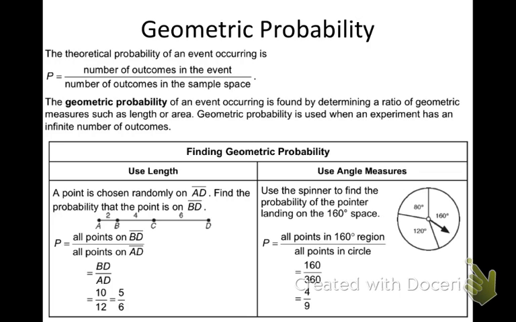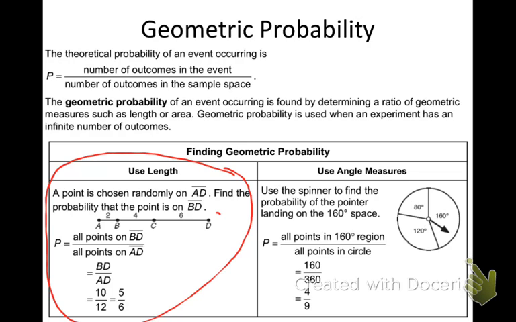So the geometric probability of an event occurring is found by determining a ratio of geometric measures such as length or area. And geometric probability is used when an experiment has an infinite number of outcomes. For instance, we can use geometric probability to represent length. A point is chosen randomly on AD. Find the probability that the point is on BD.